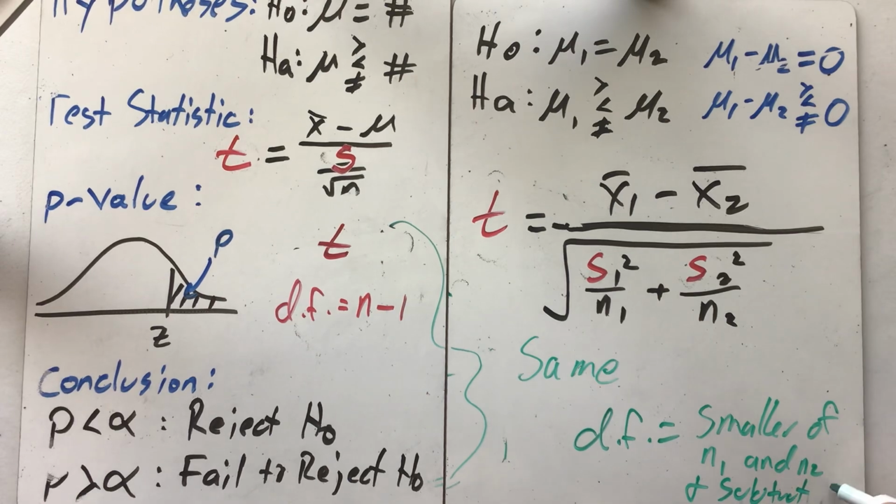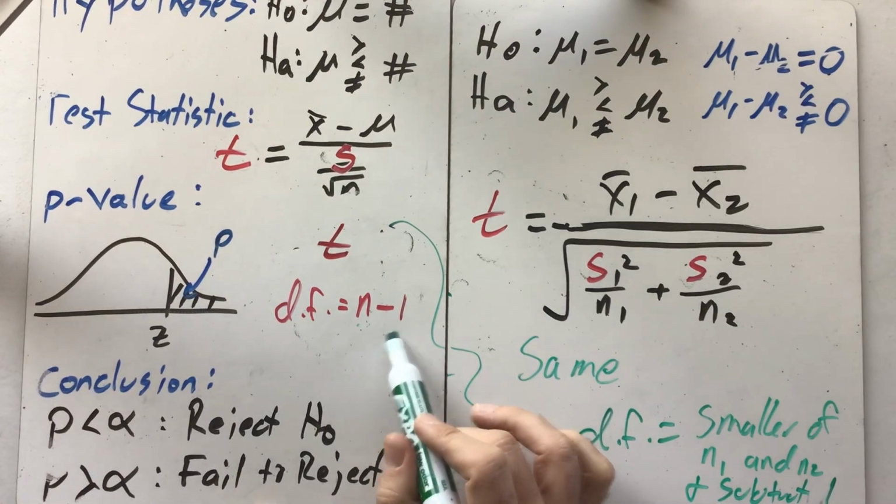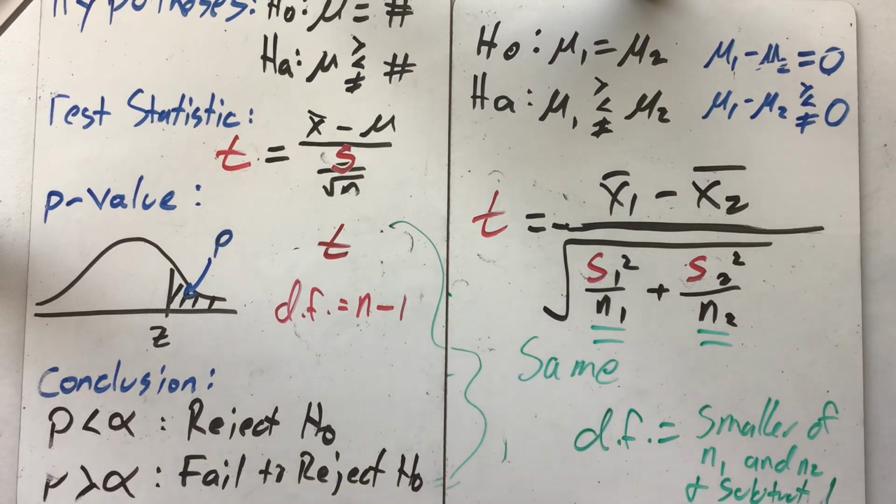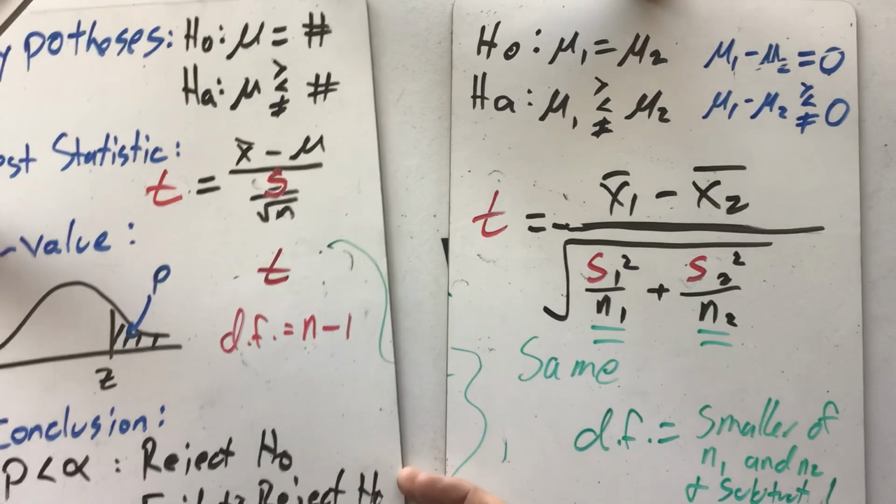And subtract 1. So we're going to do n minus 1, but we're just going to use whichever of these two numbers are smaller and do n minus 1 for that number. So that's the only difference. So we'll just have to change the degrees of freedom just a little bit, but we won't change it too much. Okay, let's try this out. Let's see if we can do a hypothesis test for this new problem.